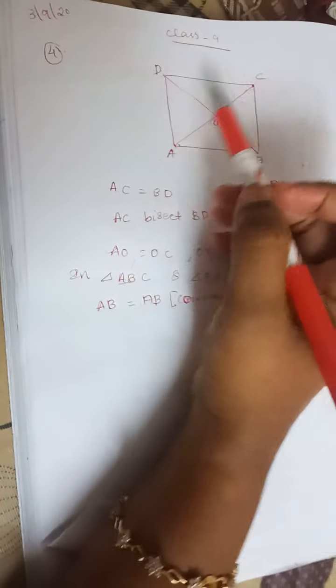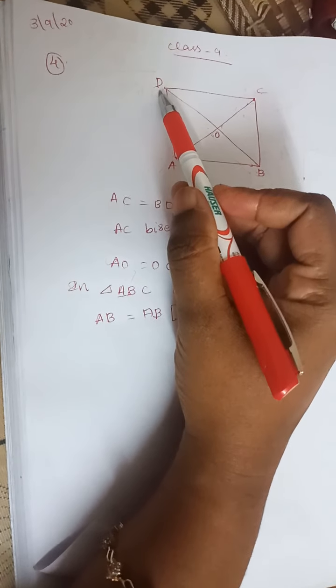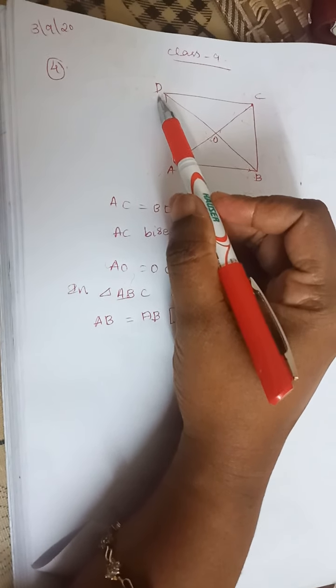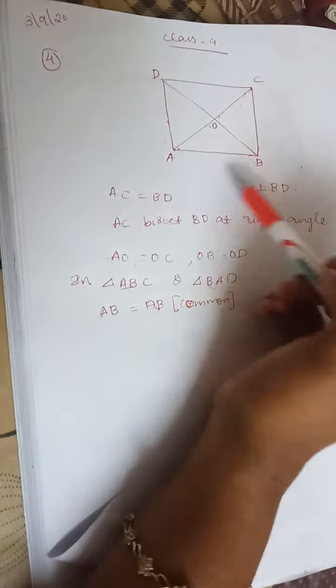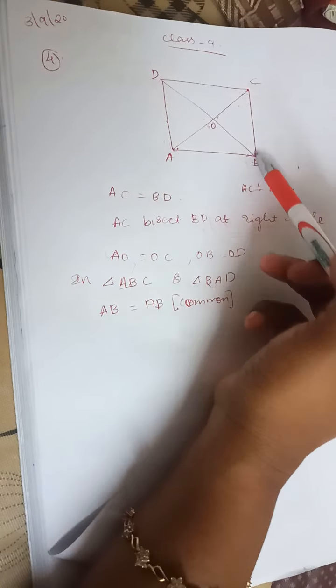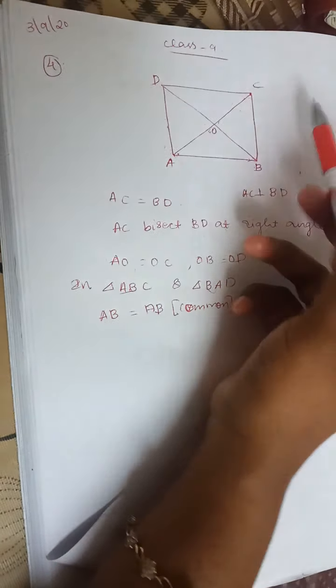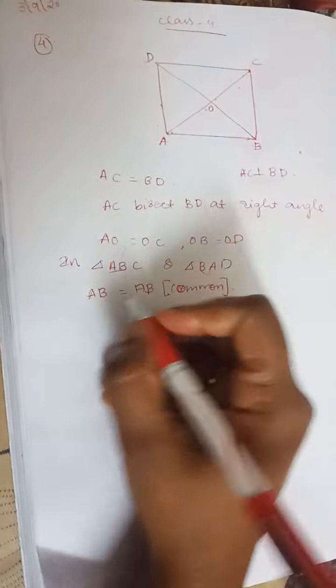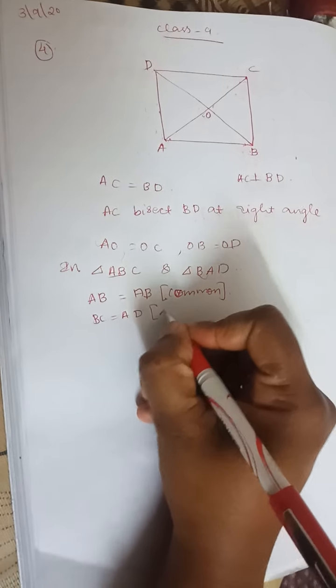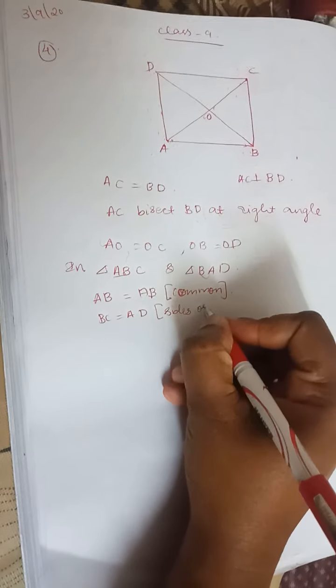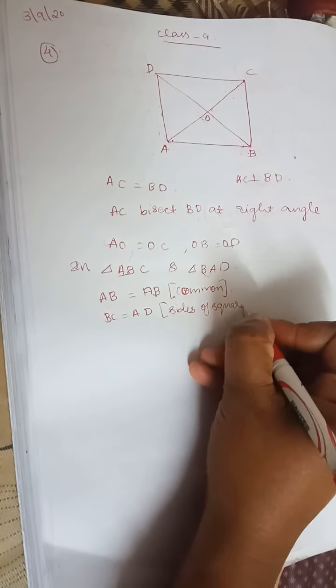Next, if you take these two triangles, the sides AD and BC are sides of the square, because this is a square, correct? So AD and BC are equal because these two are sides of the square. So we can equate these two sides. BC is equal to AD. What is the reason? Sides of square. All the sides are equal, correct?